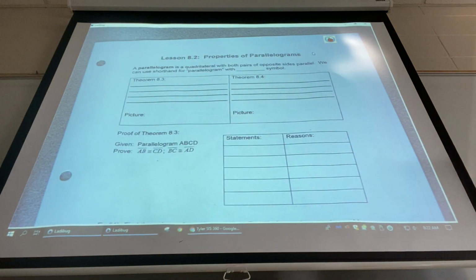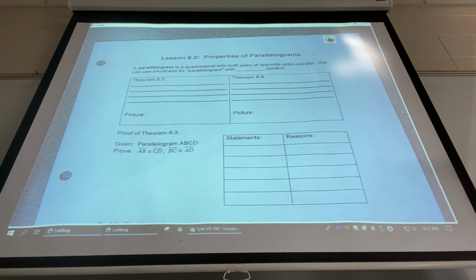All right, so 8.2 is where we're looking at. What we're looking at today, properties of parallelograms. And it says a parallelogram is a quadrilateral with both pairs of opposite sides parallel.